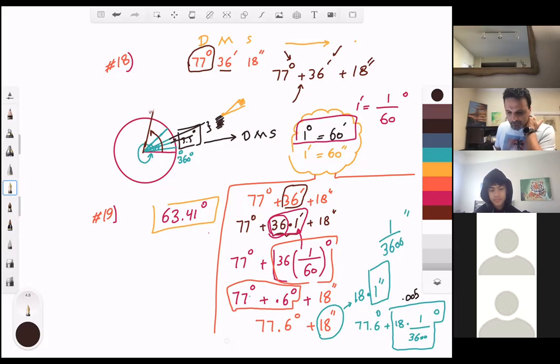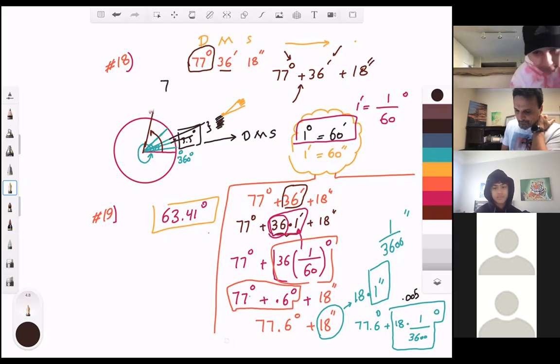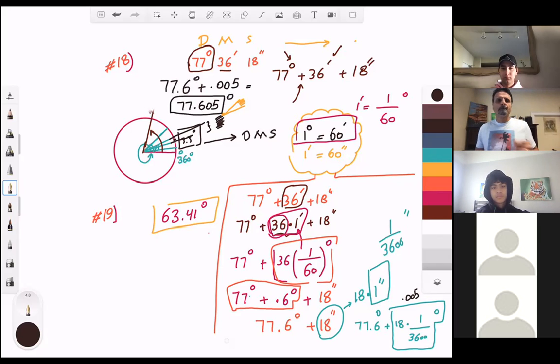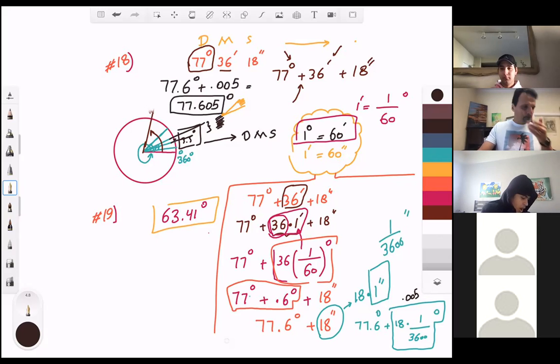Okay. So now we have 77.6 degrees plus 0.005. If we add them, we should get 77.605. So this will be degrees. Usually it tells you how many decimal to go.